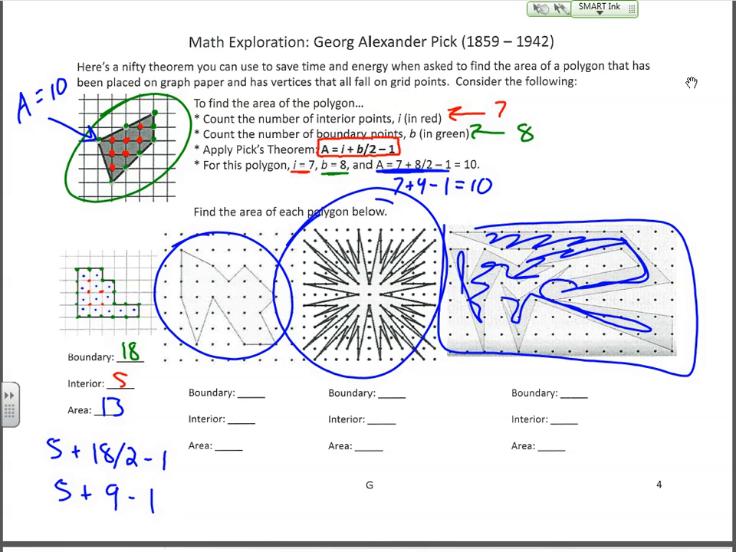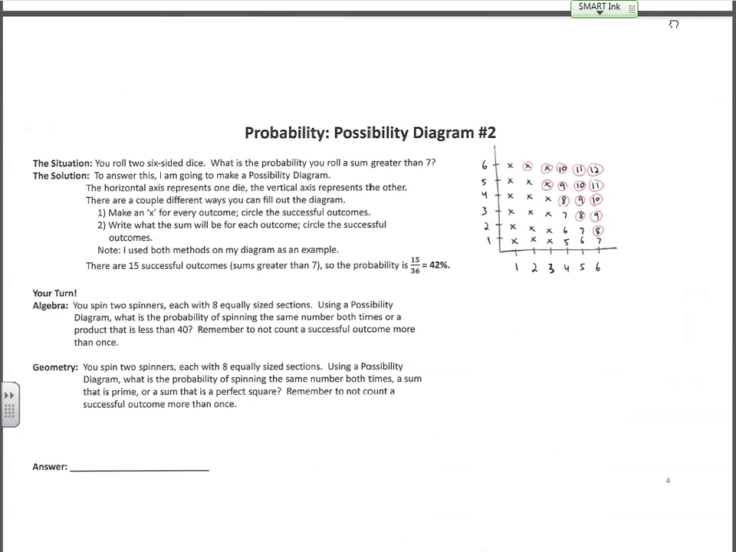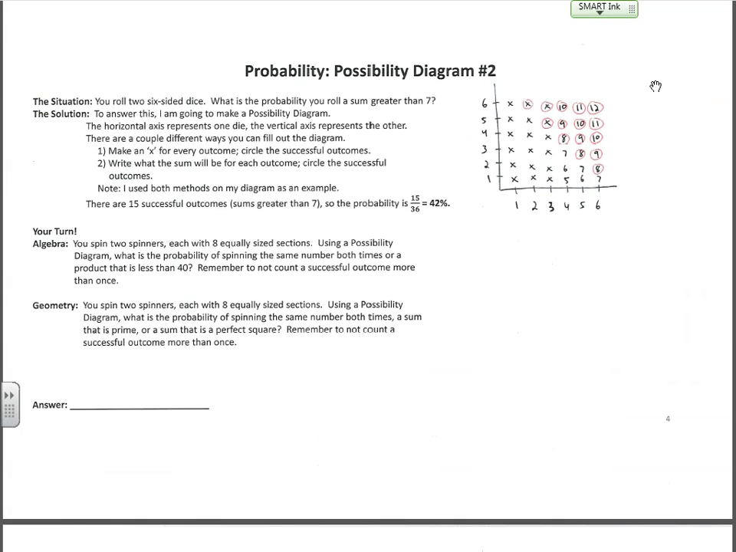Thank you. Okay, next one, we've got the possibility diagram again, where you've got an algebra and a geometry question. Do this question in your algebra packet, please, for correcting purposes. And then this question here goes, the answer is right there.